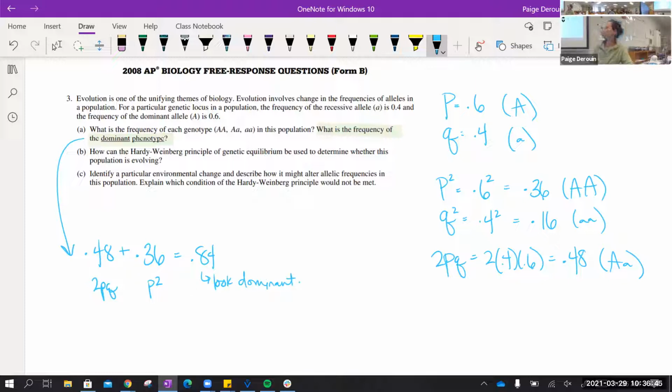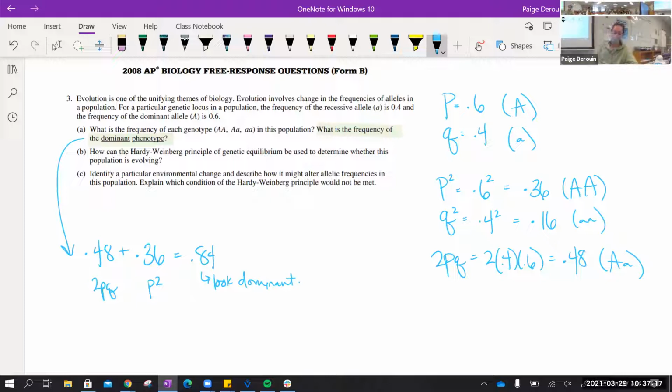Just to be clear, because some of the problems on your practice will be like this: this means 84% of the population looks dominant. It's a frequency, which is also a percent. That means if it asked you, out of 1,000 people, how many will look dominant, your answer would be 1,000 times 0.84, which would be 840 people. So you just pay attention to what it's asking, okay?